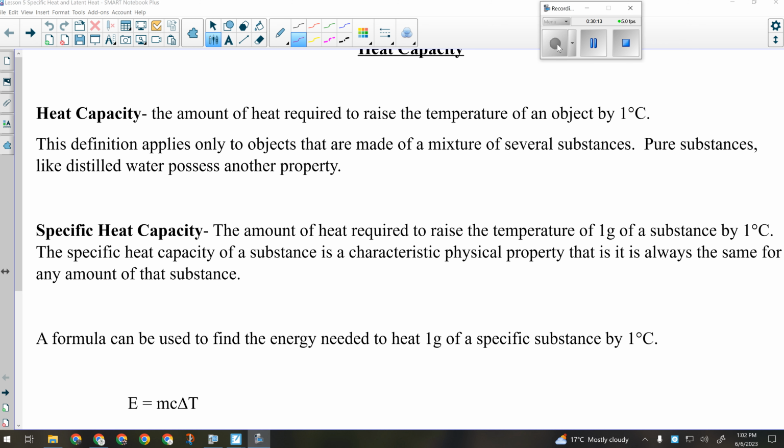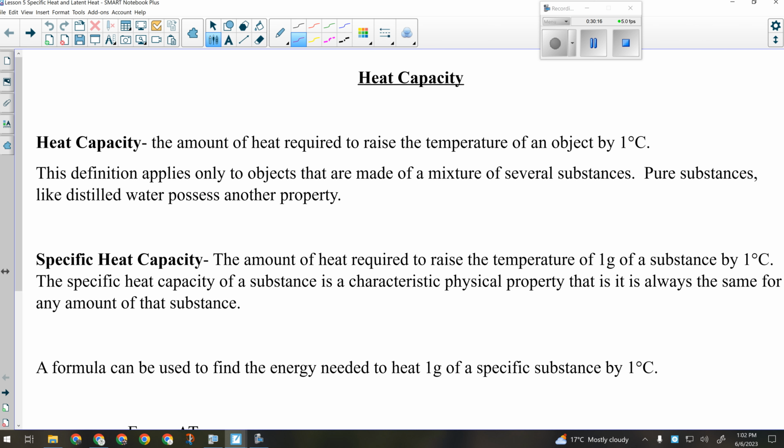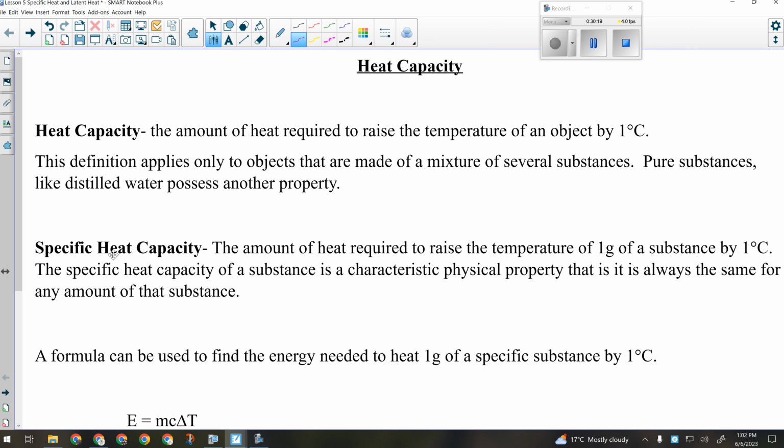All right, so the next thing we want to talk about here is heat capacity. Heat capacity is very basically how quickly something heats up. It is a characteristic physical property. If you think back to the chemistry unit, we did a lab on physical properties. The physical properties we were worried about were color, odor, solubility, aqueous conductivity, and pH. Well, specific heat capacity is another characteristic physical property.